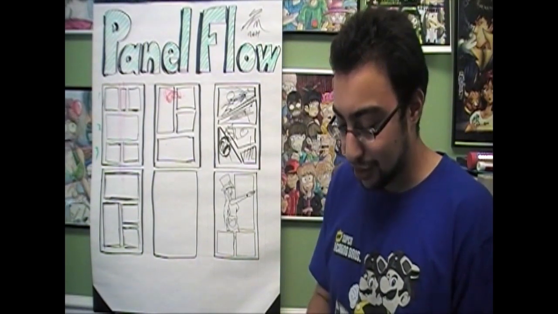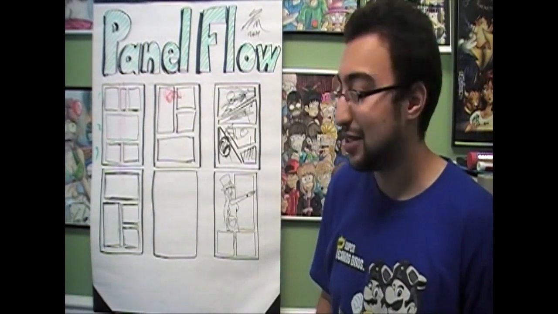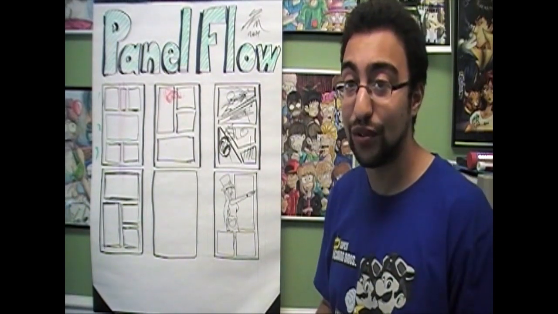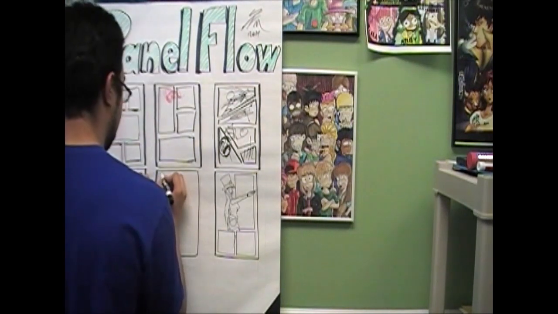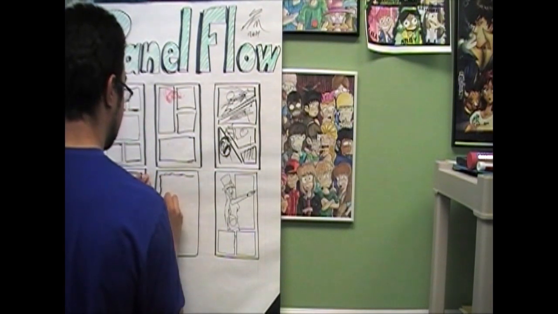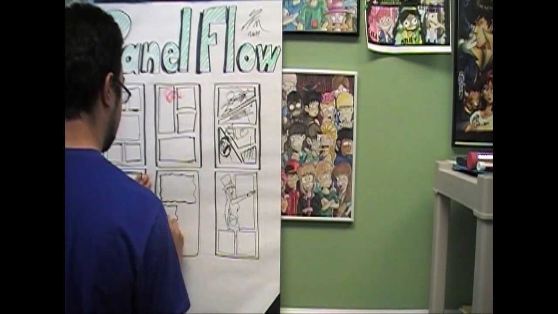Now with different panels, I already showed you the dash lines. Now let's go with wavy lines, which I use for flashbacks or fantasies or dream sequences. The same rules apply with regular panels, except these are wavy lines. Yeah, that's it.